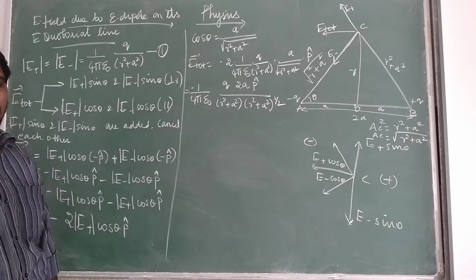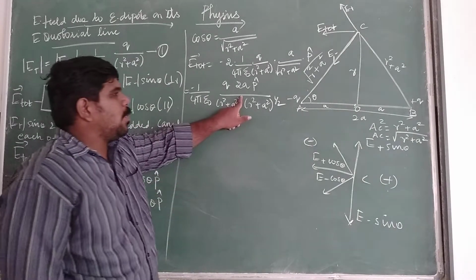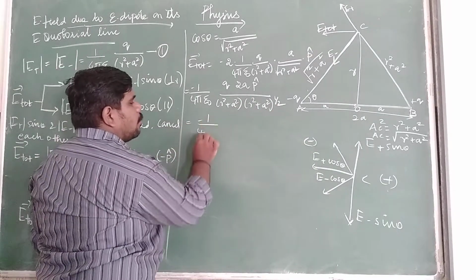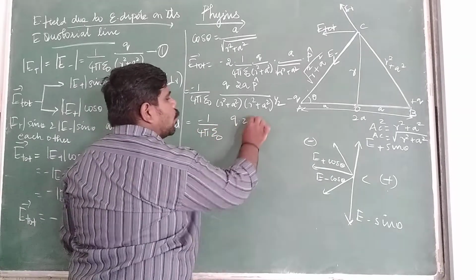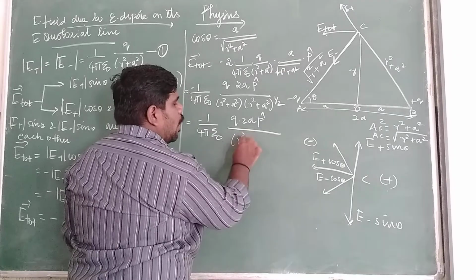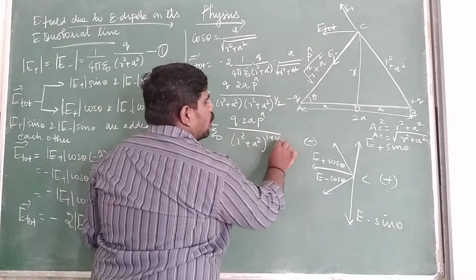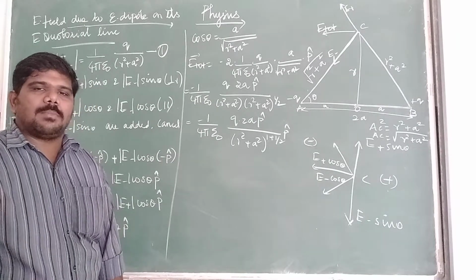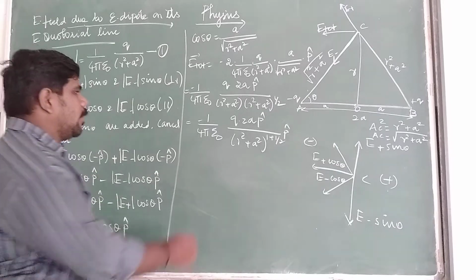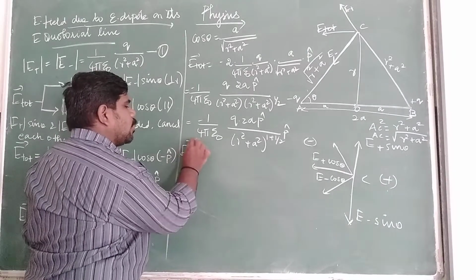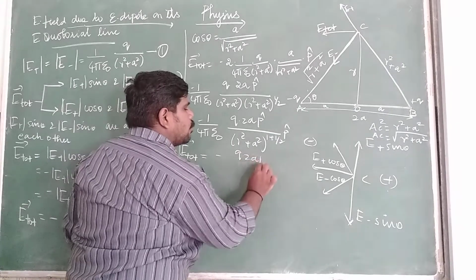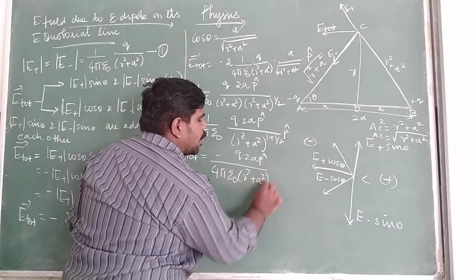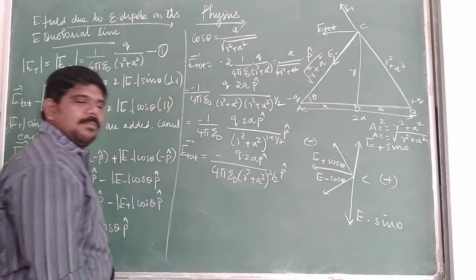So if the terms are the same, the powers should be added, isn't it? Here the power will be 1, here the power will be 1 by 2. So 1 plus 1 by 2, right? Minus 1 by 4 pi epsilon 0 q into 2a p cap divided by R square plus A square, the whole power 1 plus 1 by 2. Guys, 1 plus 1 by 2, how much do you get? 3 by 2, right? E total vector is equal to minus q into 2a p cap divided by 4 pi epsilon 0 into R square plus A square, the whole power 3 by 2, into p cap.